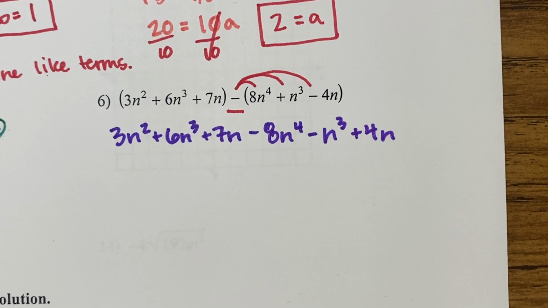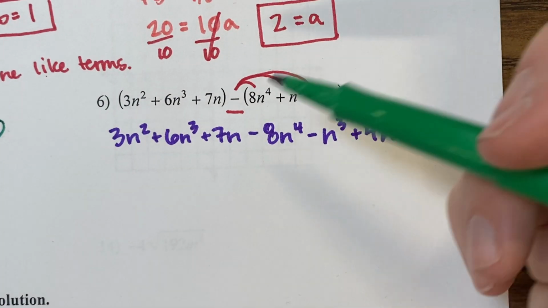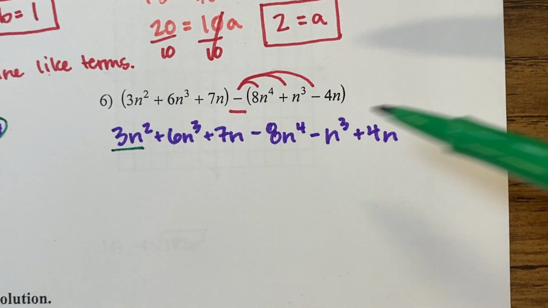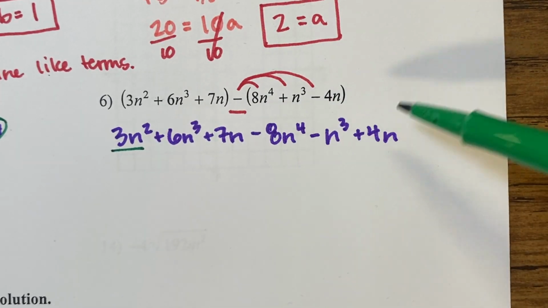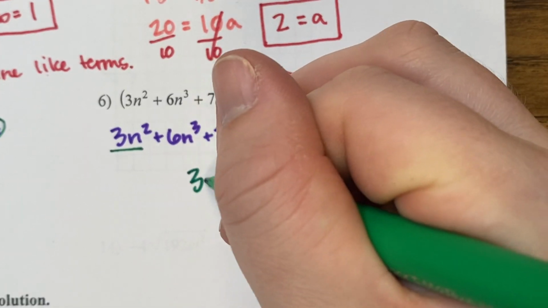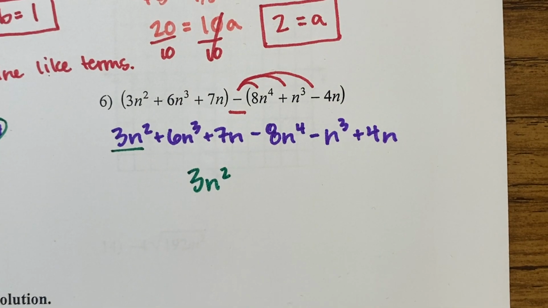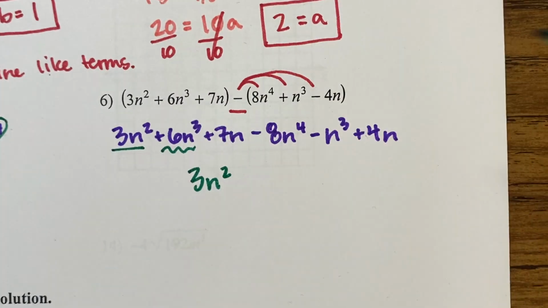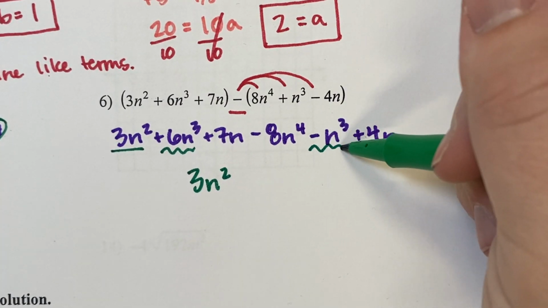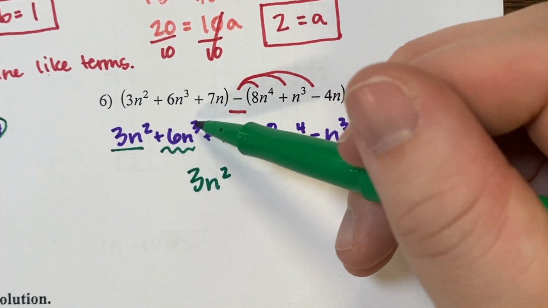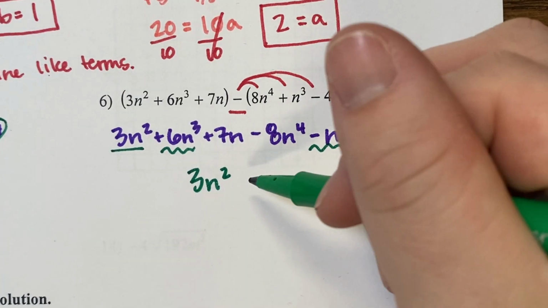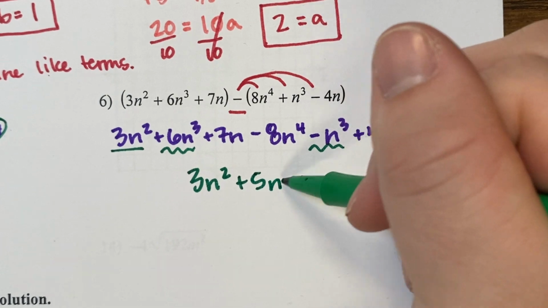Okay, so now we can combine like terms. So let's see. I have 3n squared, which I actually don't see any other n squared. So that one can't combine with anything. Now I have n cubed right here, and I have another n cubed right there. So 6n cubed minus 1n cubed is positive 5n cubed.